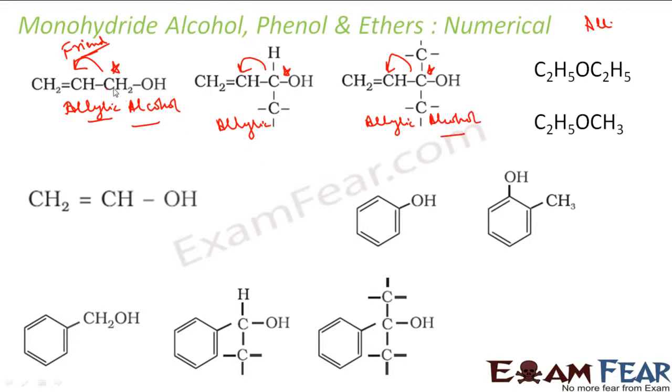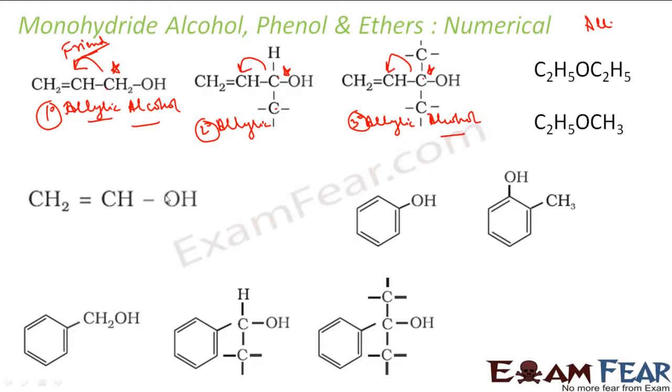Correct. Now if you see, this alcohol is attached to only one carbon, so it is 1 degree. This alcohol is attached to 2 carbon, it is 2 degree. This alcohol is attached to 3 carbon, it is 3 degree. Correct.